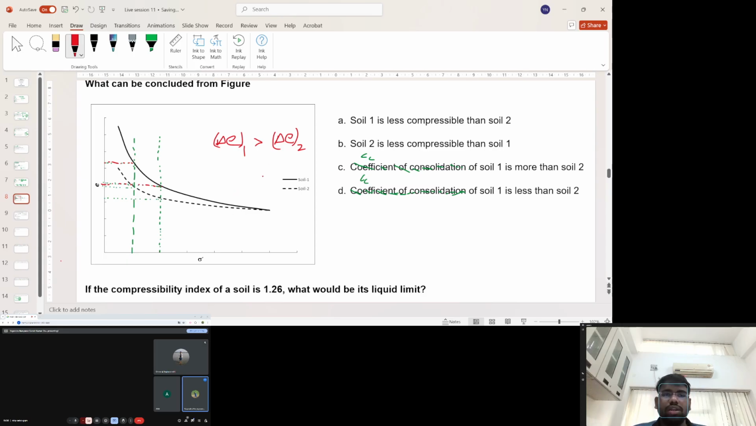Hence, which is more compressible? Soil 1 is more compressible. Obviously, option B is right. And since delta e1 is greater than delta e2, what happens to Cc? Numerator is more, because the denominator is remaining constant, same. So Cc of 1 is greater than Cc of 2. So the right options are option B and option C. Any doubts?